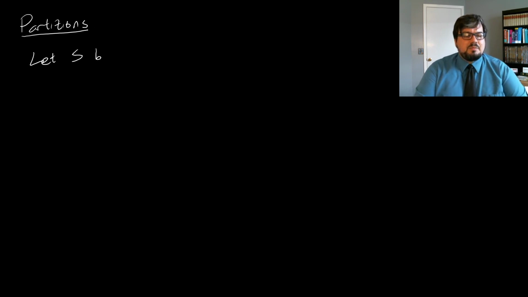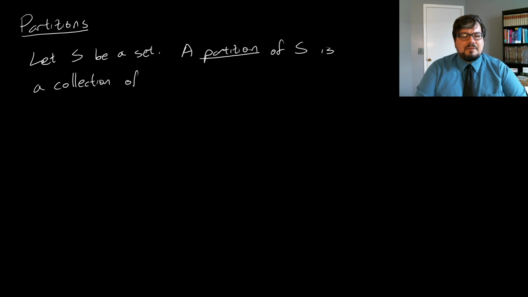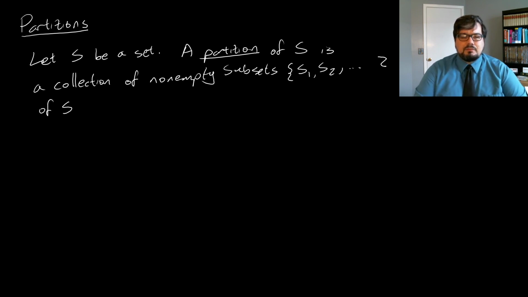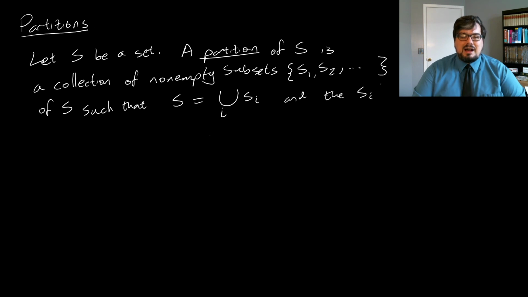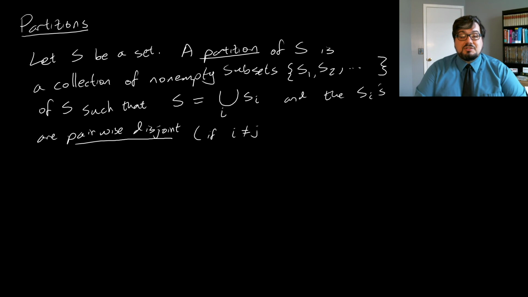So let S be a set as before. A partition of S is a collection of non-empty subsets S1, S2, etc. of S, such that S is the union of all the subsets, and the Si's, these subsets, are pairwise disjoint. Meaning that if i is not equal to j, then Si intersect Sj is the empty set.